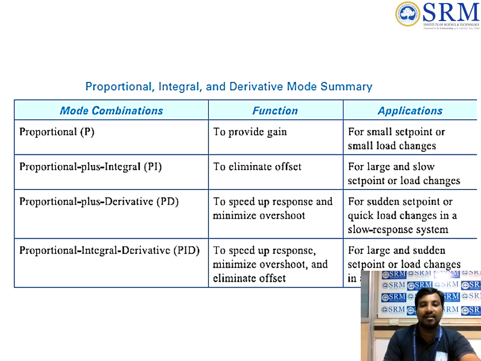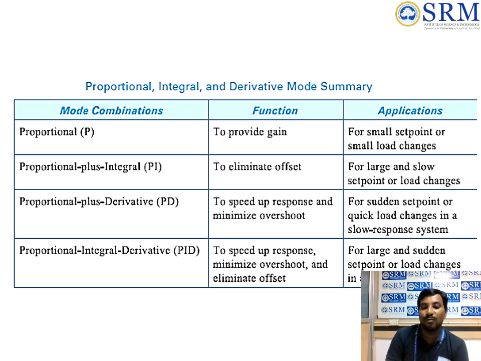Here we can see the differences between proportional, proportional plus integral, proportional plus derivative, and proportional integral derivative methods. The proportional method provides a gain and is used for small set point and small load changes. The proportional plus integral method is used to eliminate the offset value for large and slow set point or load changes. In the proportional plus derivative method, the function is used to speed up the response and minimize the overshoot, and it can be used for applications such as sudden set point or quick load changes in slow response systems.